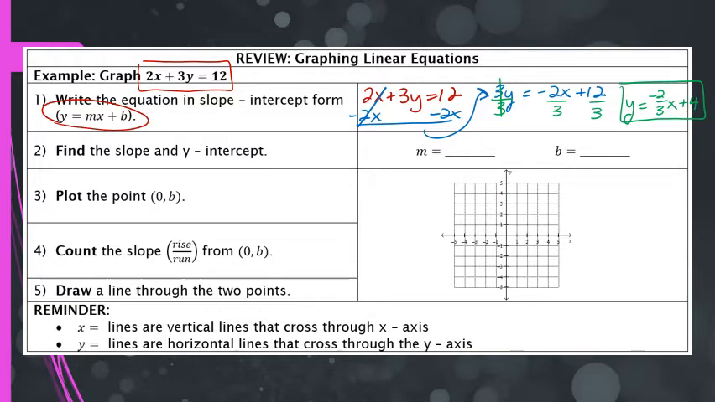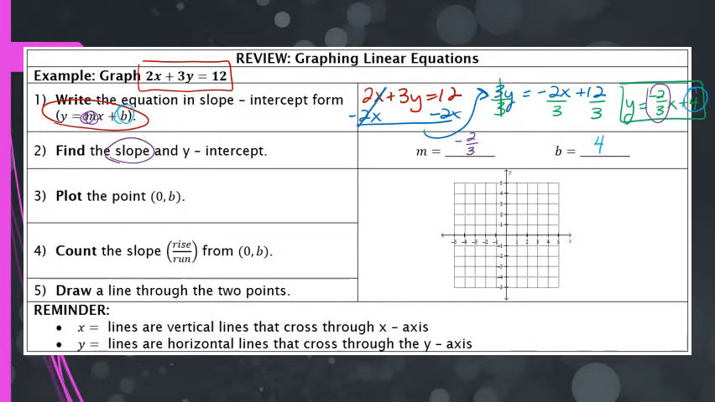Now that it's in slope-intercept form, we can identify the slope and the y-intercept. The variable that we use for slope is m. So my slope is going to be the number in front of x. In this problem, our slope is negative 2 over 3. And then the y-intercept is the constant number at the end, so that's your b value. And in our problem, it's 4.